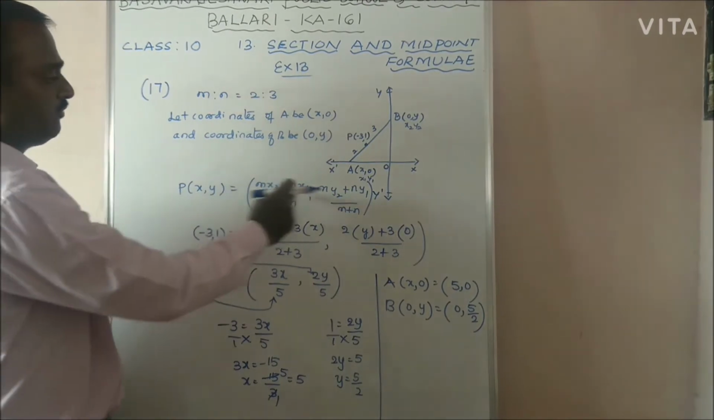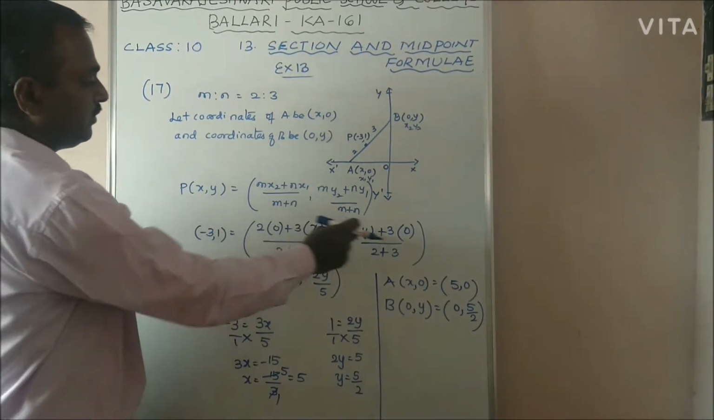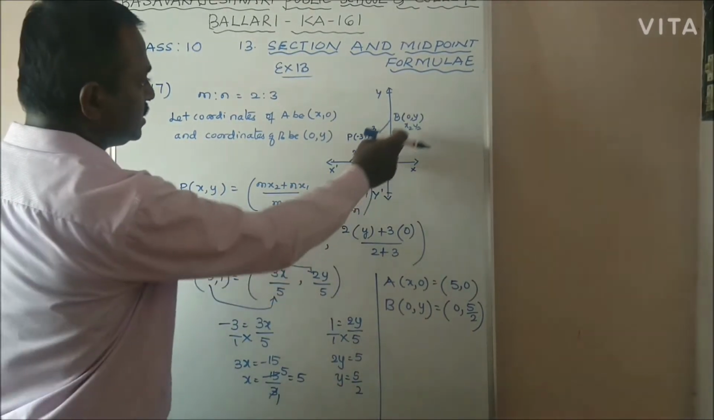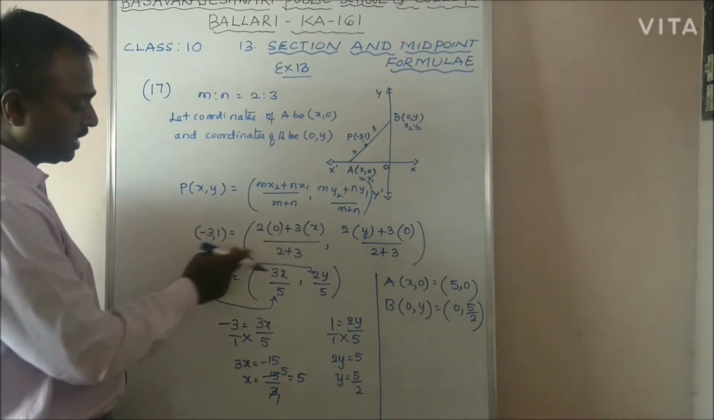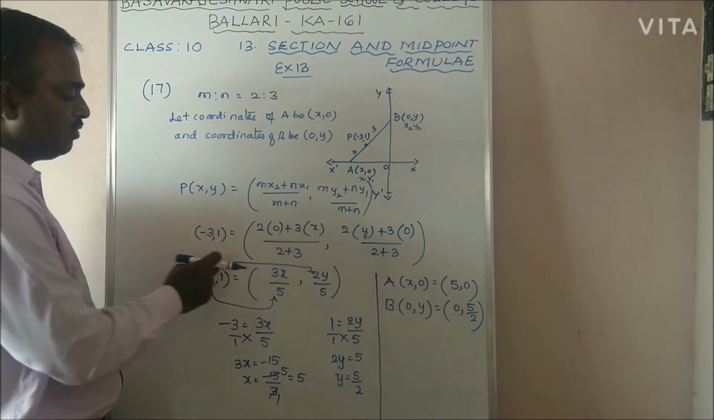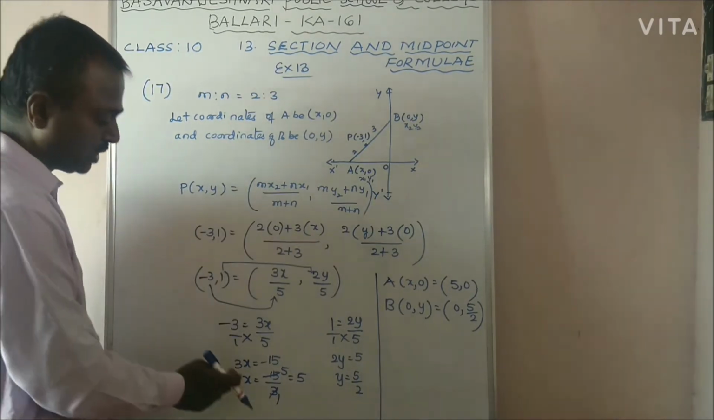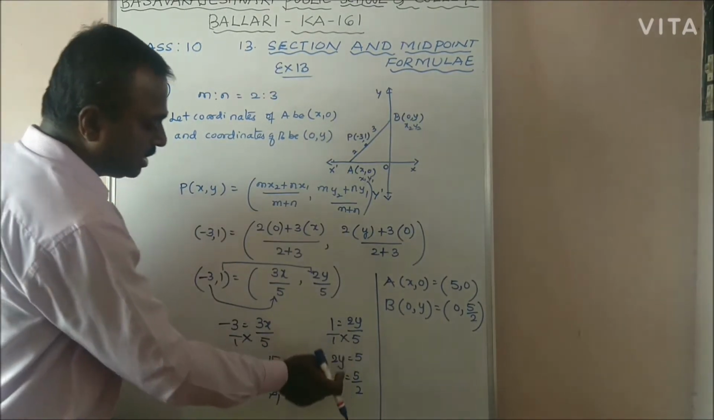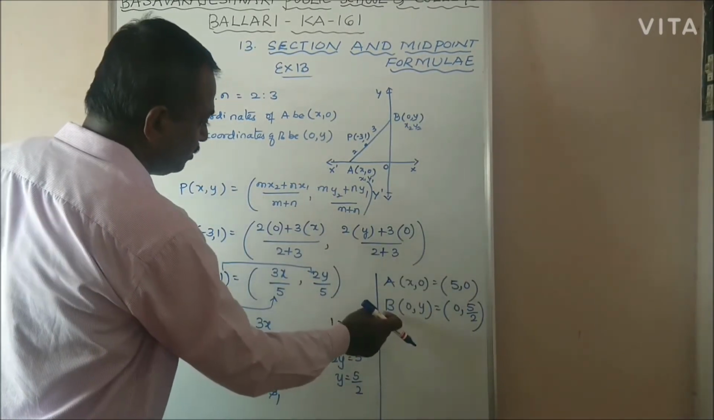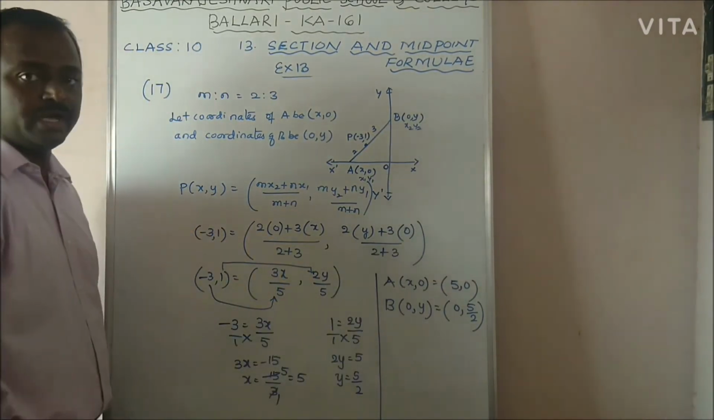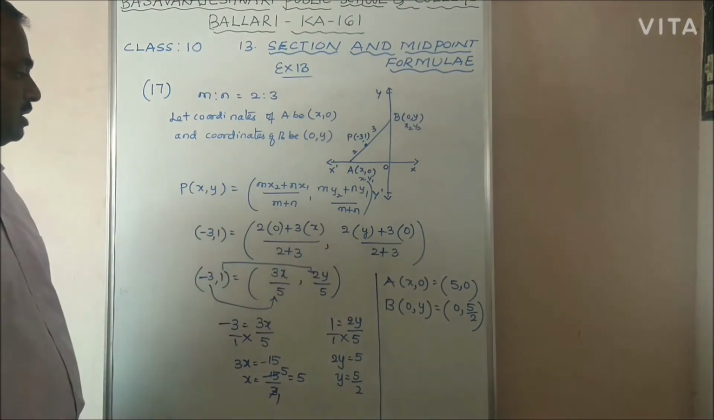So use the section formula. I substituted the values. This is x1, y1, this is x2, y2. After substitution, we have to equate the x coordinates with x coordinates, y coordinates with the y coordinates to get x is equal to 5 and y is equal to 5 by 2. Therefore A is 5 comma 0, B is 0 comma 5 by 2. So note all this sum.